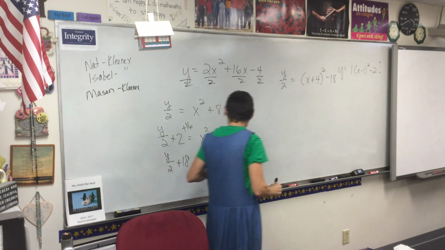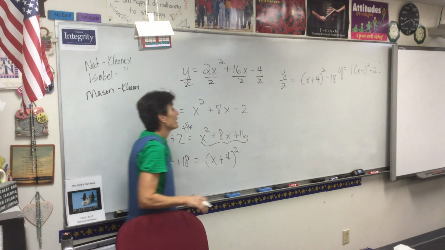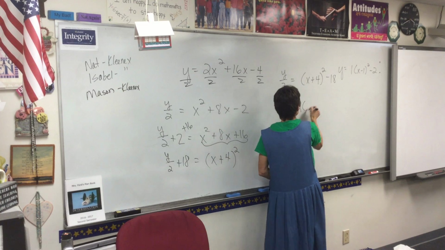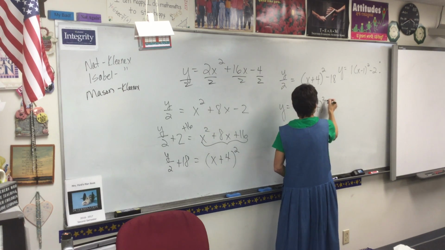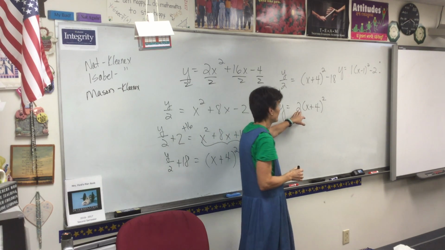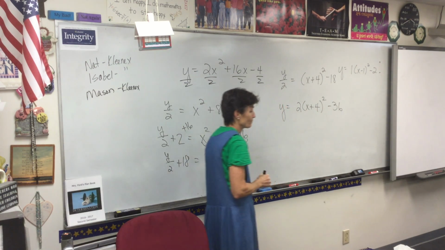Okay, so I just brought this 18 over to the side. And when we multiply by 2, we multiply the parentheses, but not what's in it. Don't change what's in it. Just put the 2 out in front of it. And of course, you've got to multiply the 18 by 2.